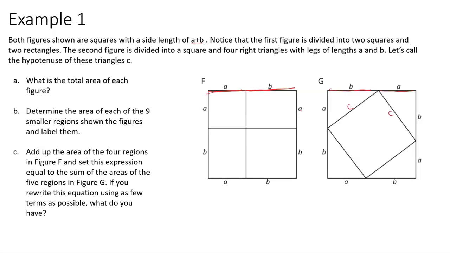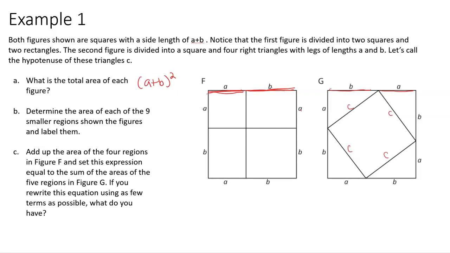So I'm going to go ahead and call these C. What is the total area of each figure? I'm going to actually write it in. So each little piece, this is A, they want the area. I jumped ahead. Each figure. So this is a square, A plus B by A plus B, same thing. So this is A plus B squared. Both areas are A plus B squared.